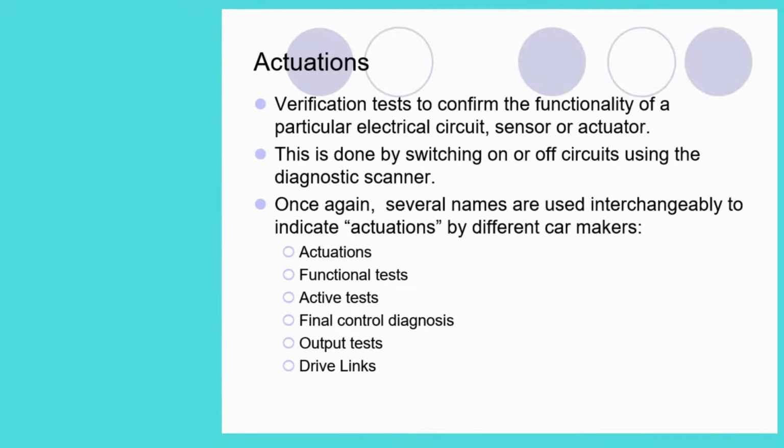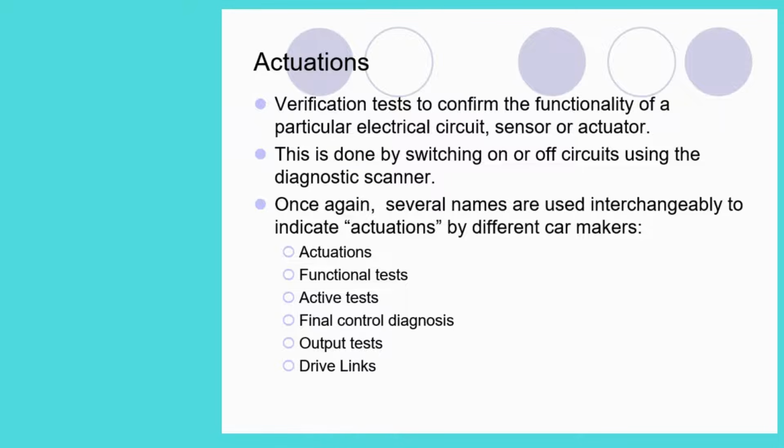Actuations are verification tests to confirm the functionality of a particular electrical circuit, sensor, or actuator. This is done by switching on or off circuits using the diagnostic scanner. Once again, several names are used interchangeably to indicate actuations by different car makers: actuations, functional tests, active tests, final control diagnosis, output tests, and drive links.